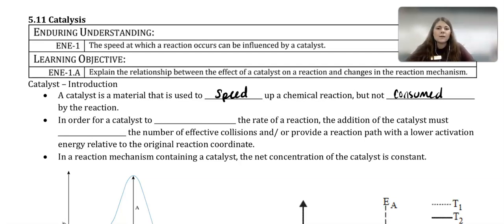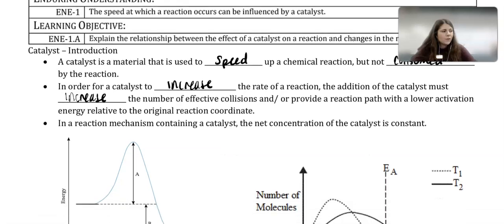So in order for a catalyst to increase the rate of the reaction, the addition of the catalyst must increase the number of effective collisions or provide a reaction path with a lower activation energy relative to the original reaction coordinate. So in a reaction mechanism containing a catalyst, the net concentration of the catalyst is constant. That's why we cross it off just like the intermediate. Now let's talk about the first one. A catalyst must increase the number of effective collisions.